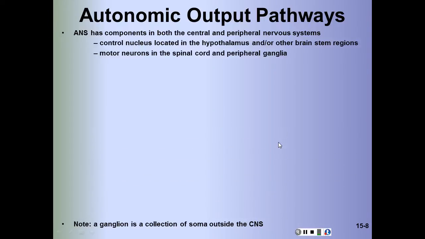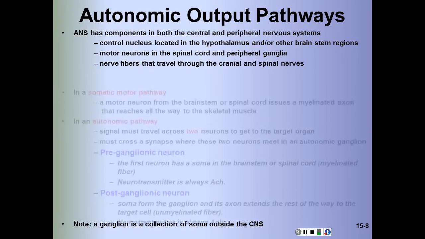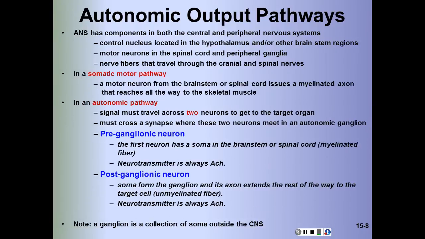Okay, so in terms of the neural pathways, the ANS has components in both the CNS and the PNS. The ANS includes nuclei in the hypothalamus and other brainstem regions, motor neurons in the spinal cord, and the peripheral ganglia and nerve fibers that travel through the cranial and the spinal nerves.